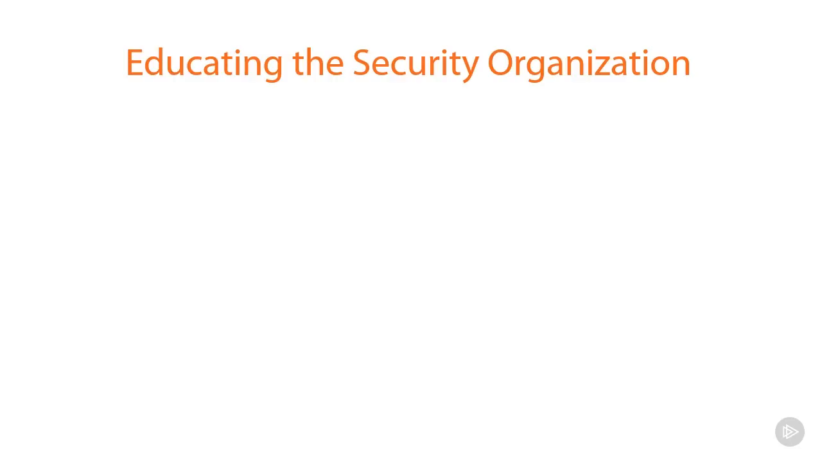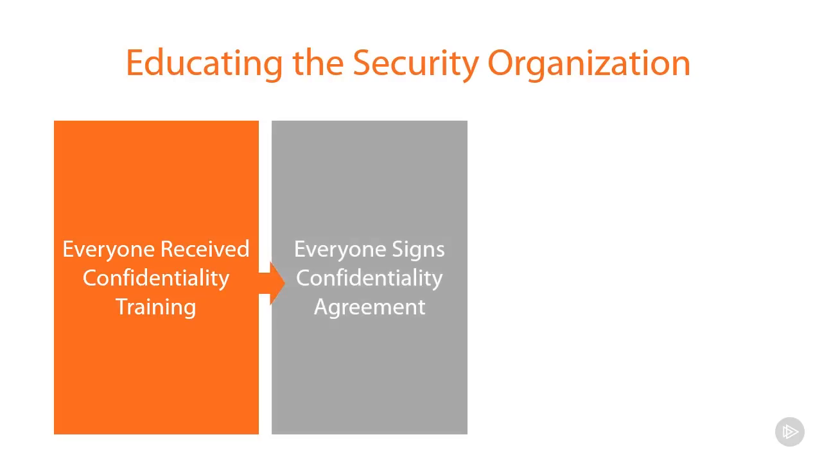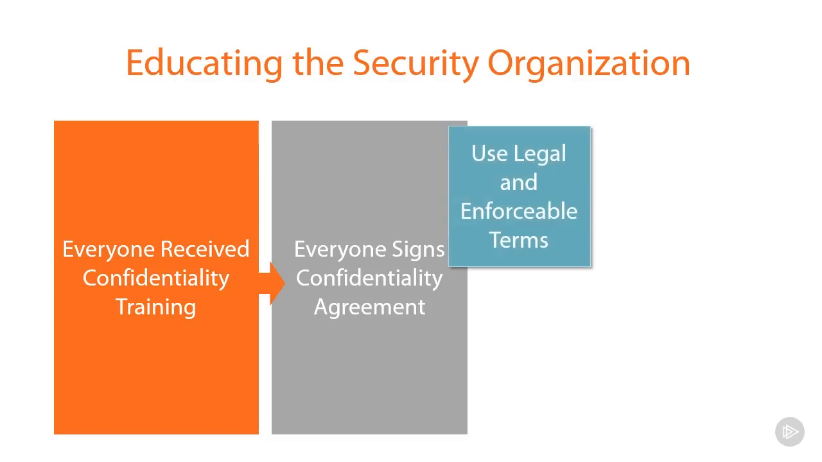Another area of security that requires specific training is confidentiality. Everyone in the enterprise should receive confidentiality training. As a condition of employment, everyone should sign a confidentiality and/or non-disclosure agreement. These agreements should use legal and enforceable terms.